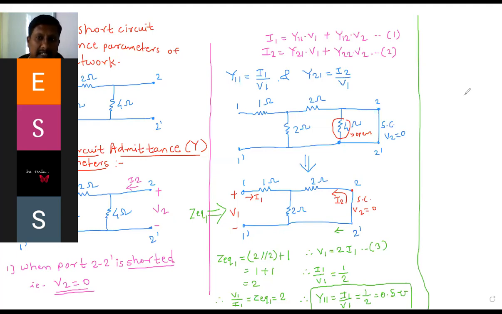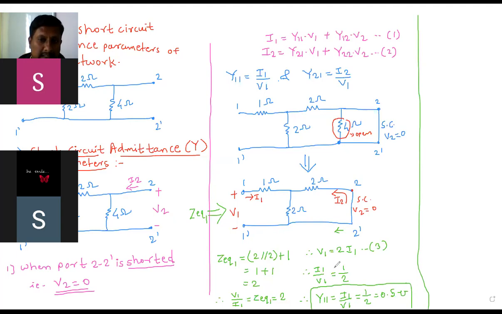If it were a Z parameter, what would I have done? If I had to find the Z parameter from this equation here, what would I do? V1 by I1. Yes, very good. V1 by I1 is equal to Z11, that is equal to 2 ohm. Okay, so that difference you can easily understand now. What is admittance and what is impedance? Now we are going to find out the second parameter. This parameter is over now.